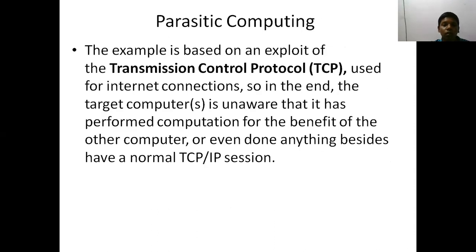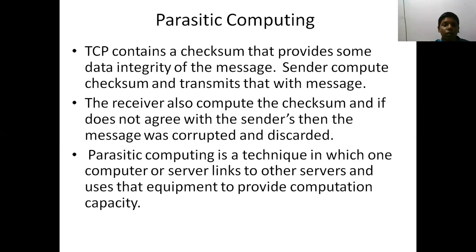The example is based on an exploit of the Transmission Control Protocol used for internet connections. In the end, the target computer is unaware that it has performed computation for the benefit of the other computer, or even done anything besides have a normal TCP/IP session. TCP contains a checksum that provides some data integrity of the message. The sender computes the checksum and transmits it with the message. The receiver also computes the checksum, and if it does not agree with the sender's, the message is corrupted and discarded.